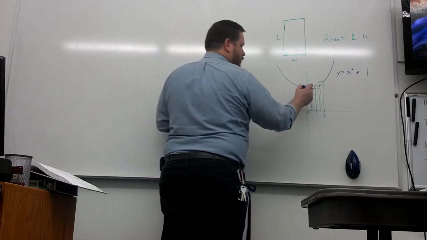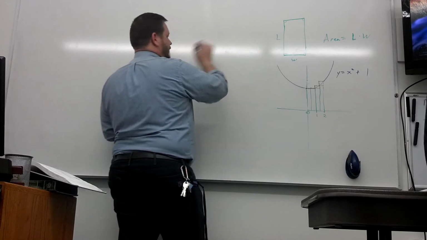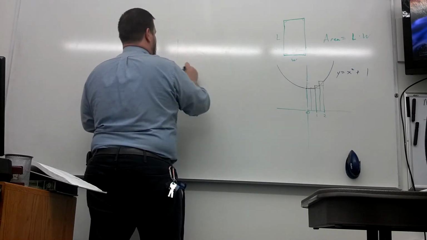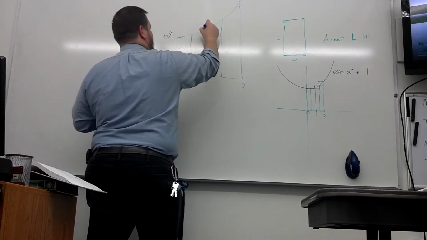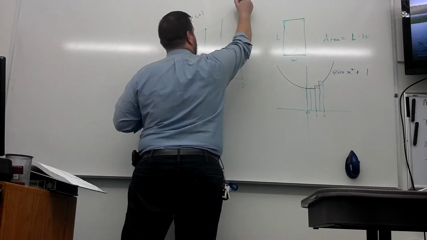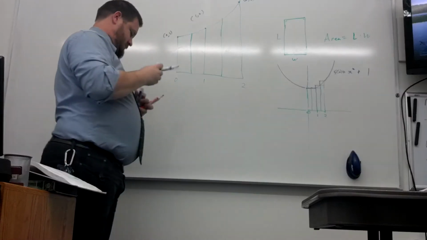Describe to me the coordinates of this point right here. What are those coordinates? 1. Okay, so this dot here is 0, 1. This dot here is 1, 2. And this dot here is 2, 5. Yes. Okay.